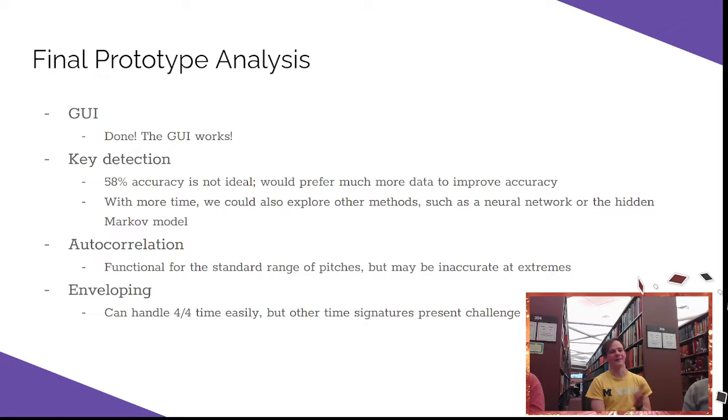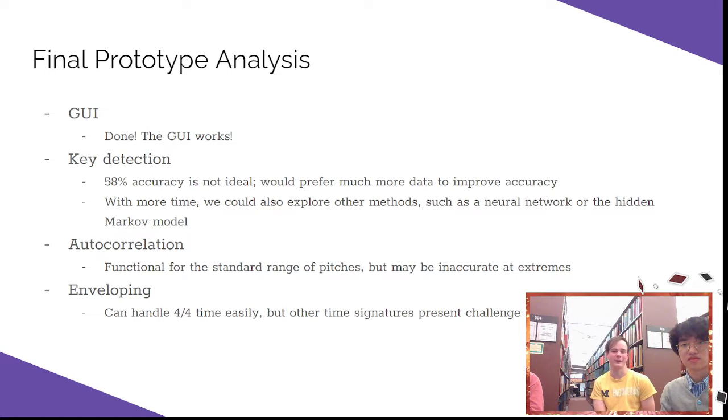With key detection, obviously 58% accuracy is not perfect, but with the difficulty of just counting all the keys and making a database, it's hard to have enough data to make it more accurate. With more time, we could also explore other methods, such as the hidden Markov model.